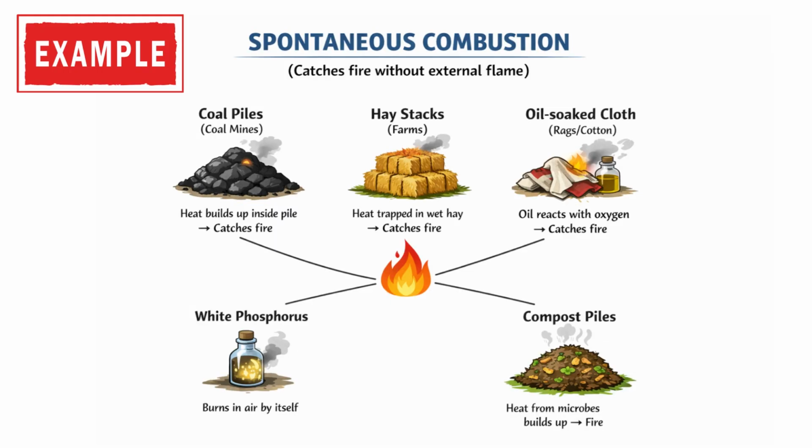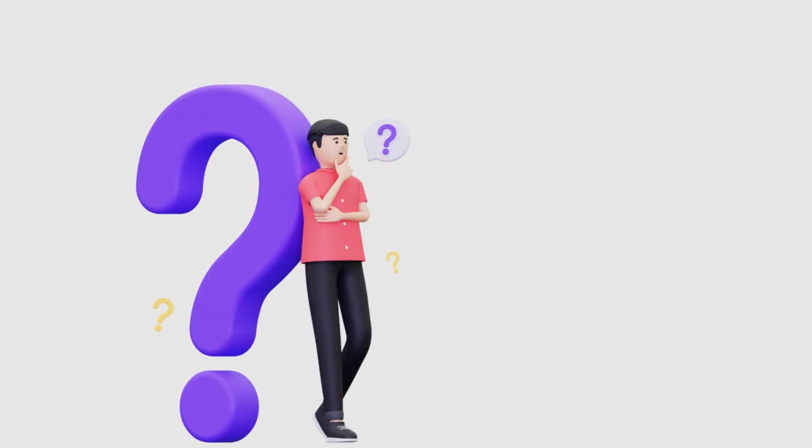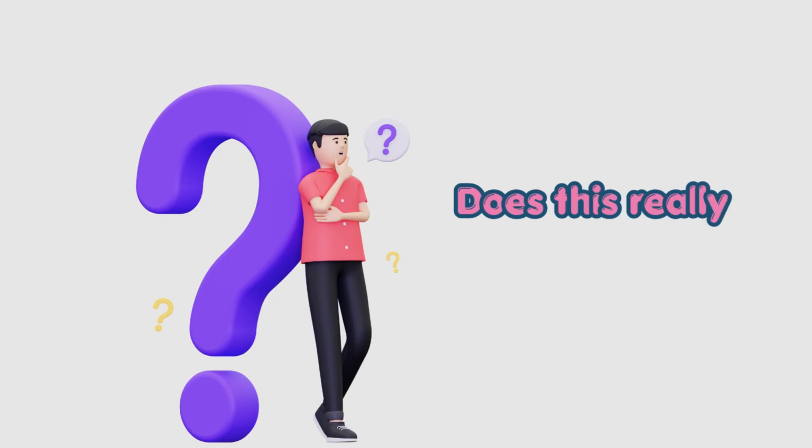Some more examples are coal piles in coal mines catching fire, haystacks on farms catching fire, and compost piles heating up and sometimes burning. Now you might be thinking, does this really happen in real life?